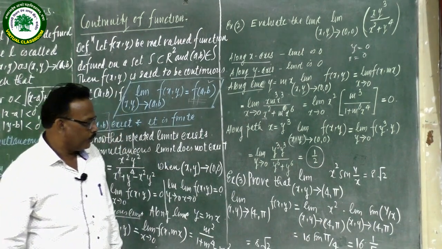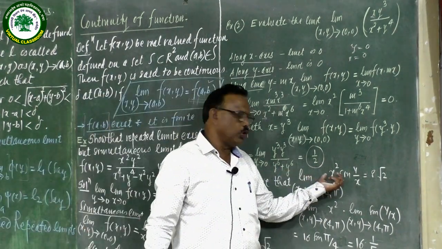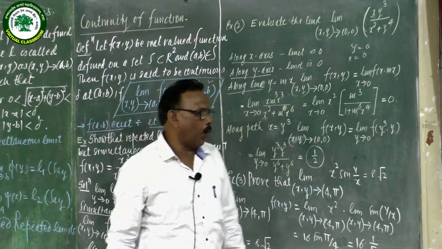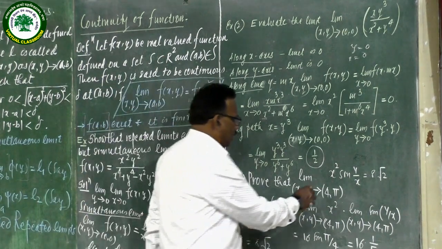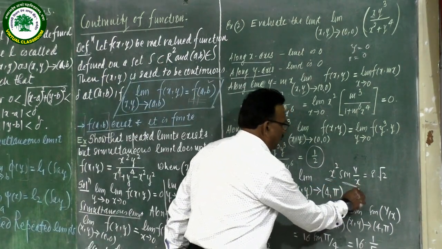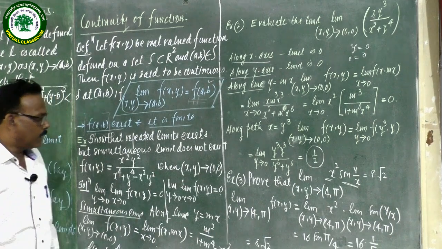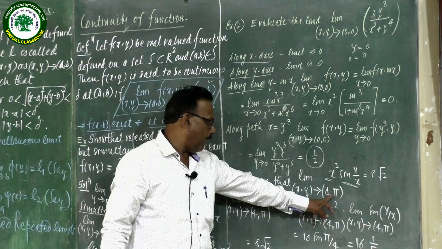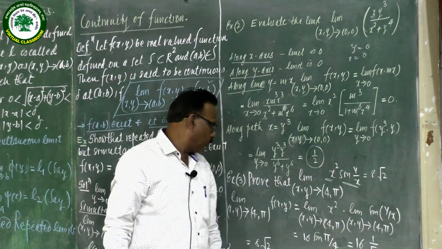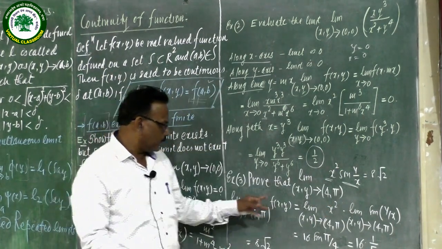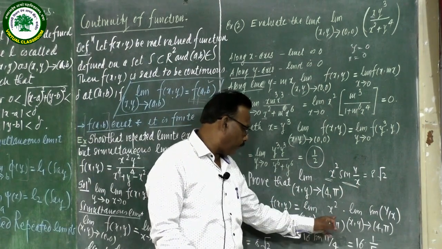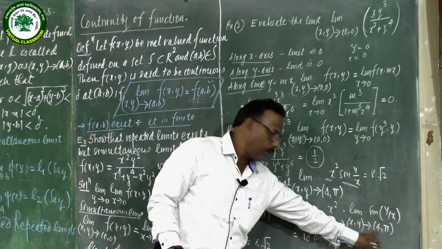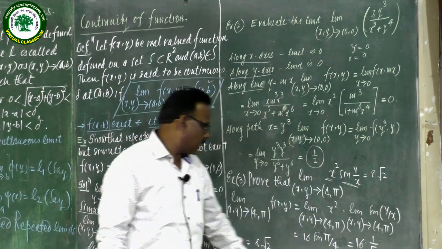It is a simple problem. Here you have to use the algebra of limits, specifically the limit of a product of functions. Here x square is one function and sine of y by x is another function, therefore we can split it. The limit as (x, y) tends to (4, pi) of x square sine y by x splits into two parts. First part is the limit as (x, y) tends to (4, pi) of x square, into the limit as (x, y) tends to (4, pi) of sine of y by x.